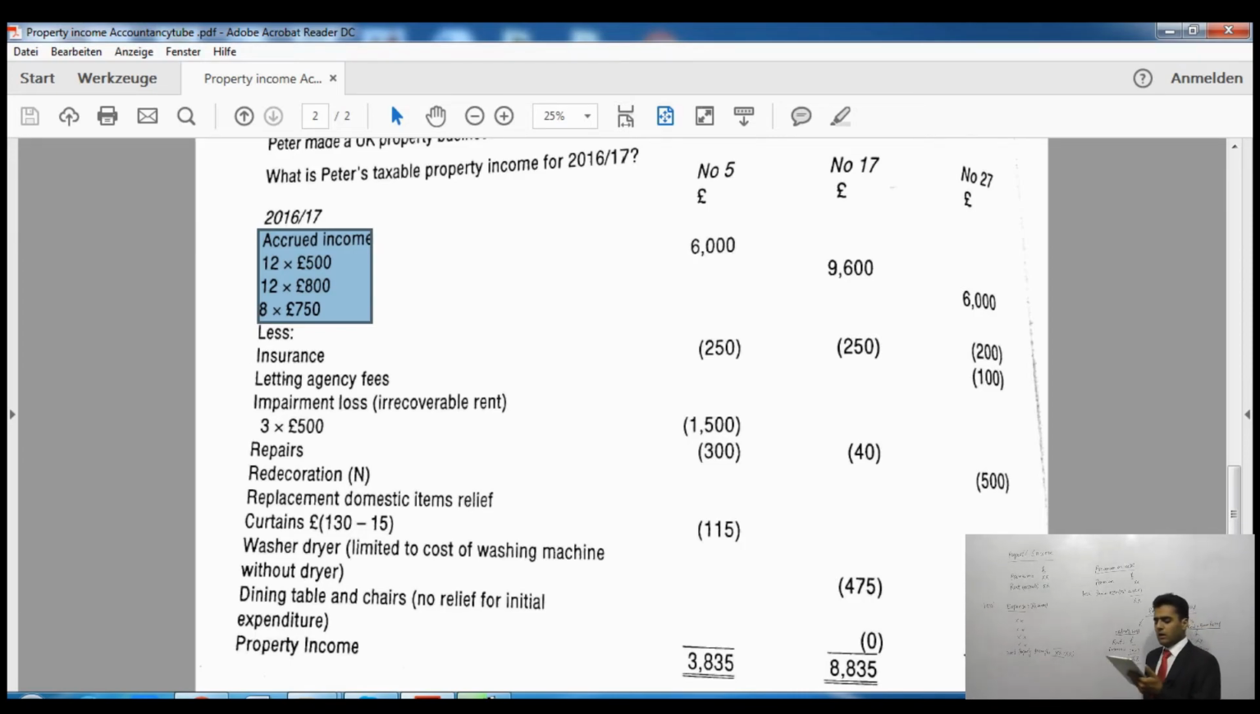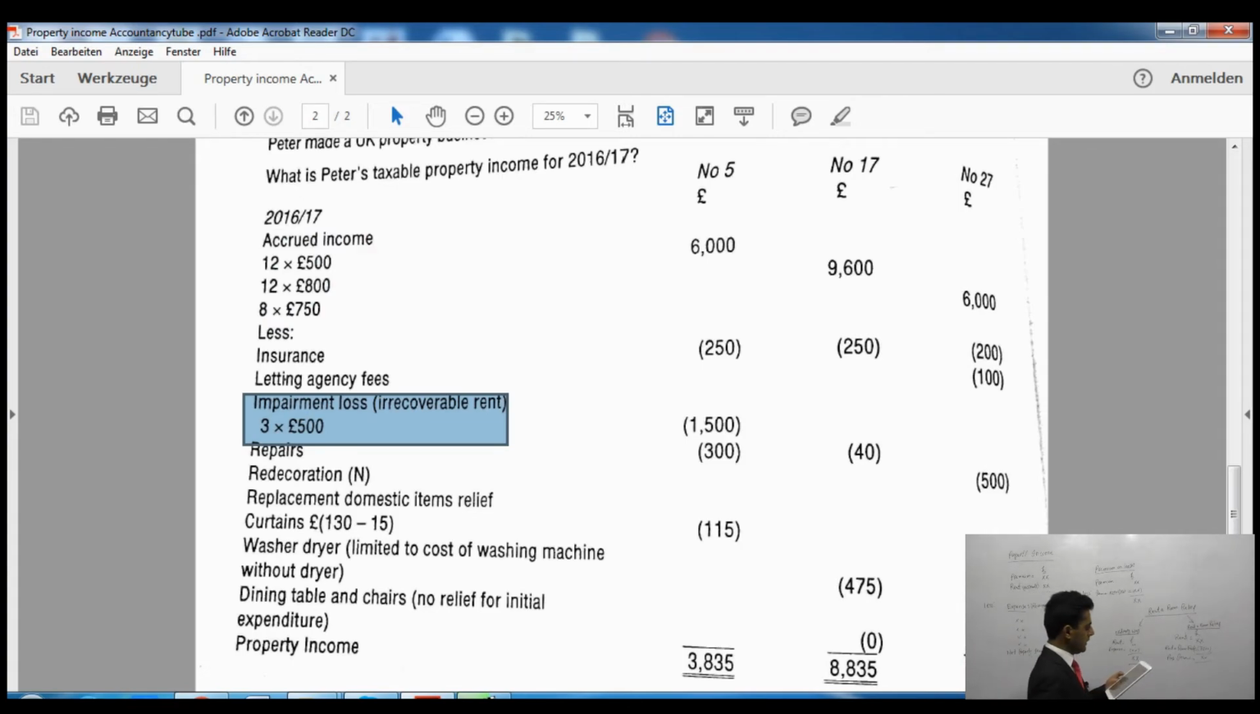Alright, now although you might be thinking that this rent is not for the right amount of months, we will deduct bad debts in a minute. Then let's look at the deductions, which are the expenses. He had some insurance, then he had some agency fee as well. Now these are impairment losses or irrecoverable debt or rent. 3 months worth of rent wasn't paid, so that's why we have deducted this. You can check it on the previous page. That was for property number 5.